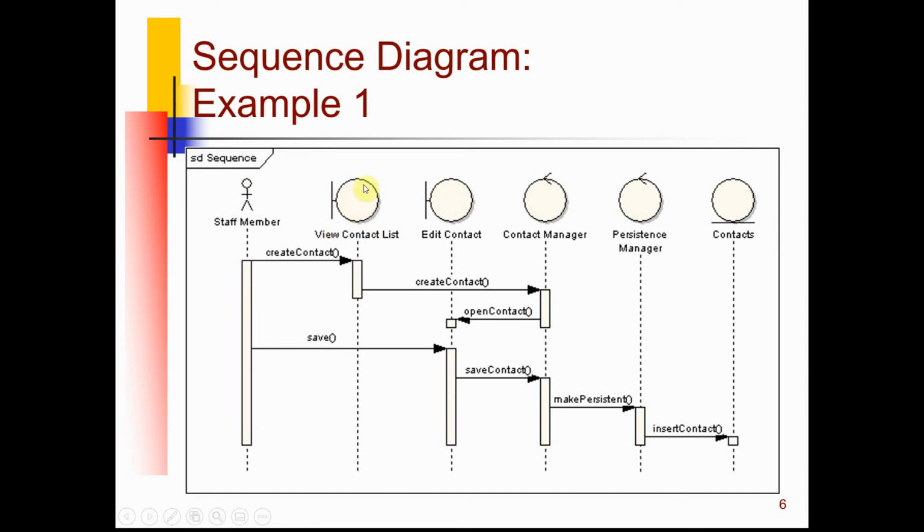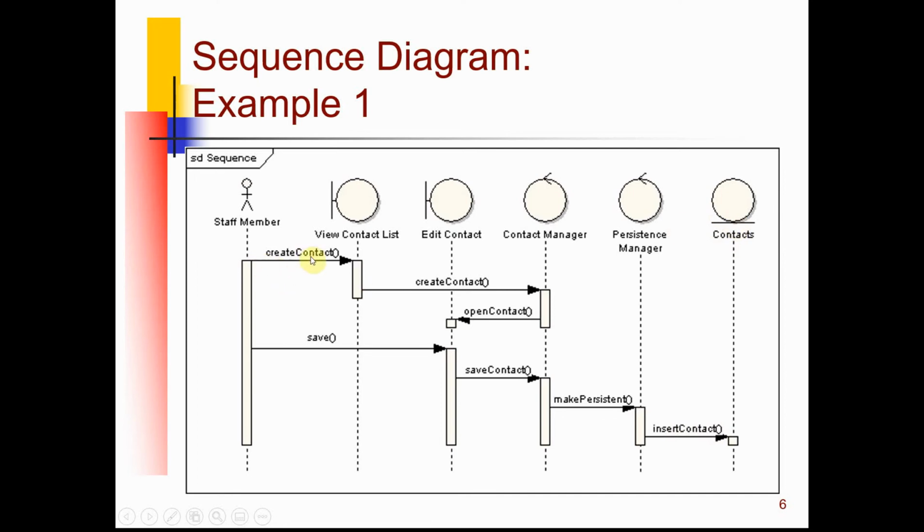The first one has a vertical line with a circle and is called a boundary. This one, a circle with an arrow, we call the control object, and the one with a horizontal line we call the entity object. This boundary, just by its name, we know is used to interact with the user. Here the user is a staff member, and his job is to insert the contact into the contact table.